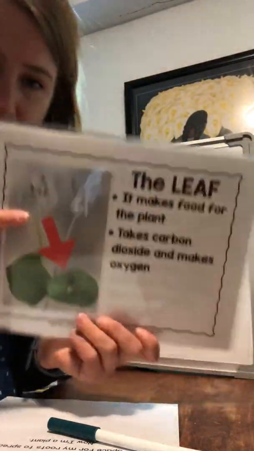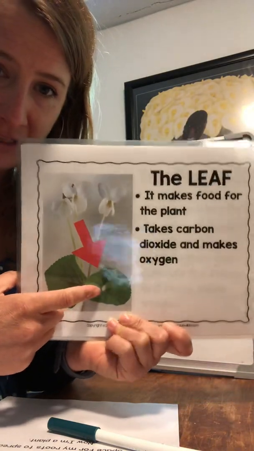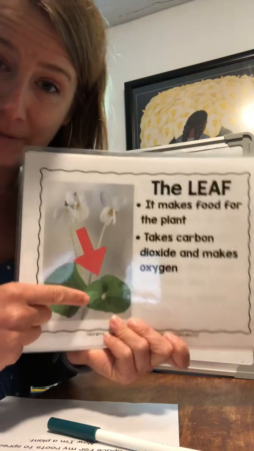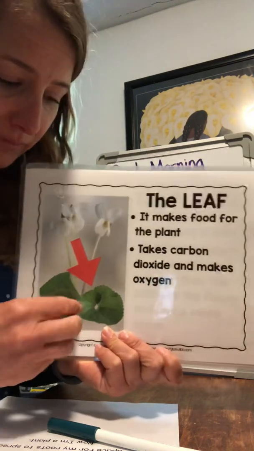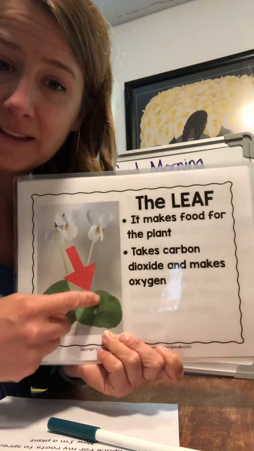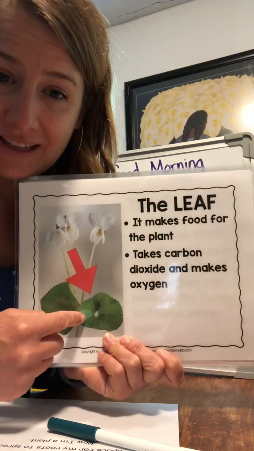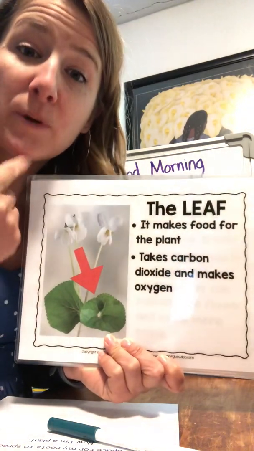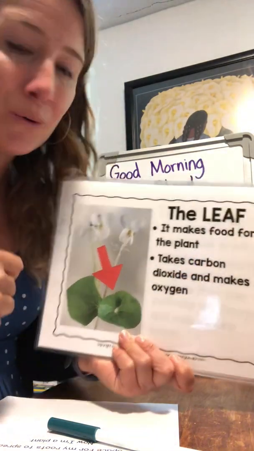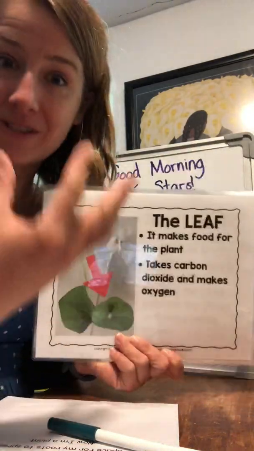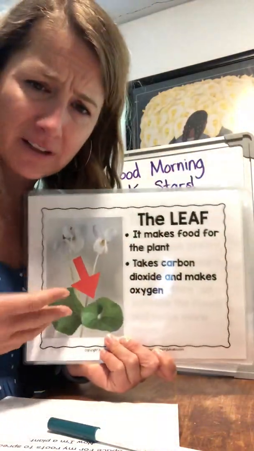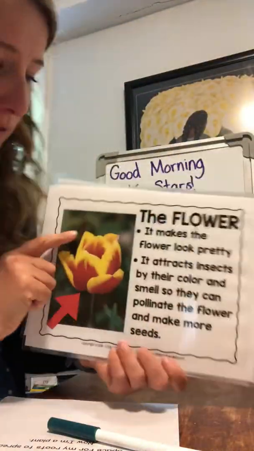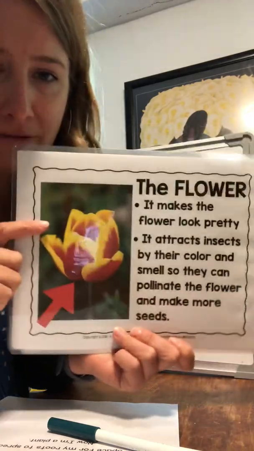All right, the leaf, a very important part of a plant because it makes food and energy for the rest of the plant to grow, right? Remember we learned how the leaf takes in the sunshine and uses carbon dioxide, which is the stuff that we breathe out, to produce oxygen, which is the stuff that we breathe in. So this is a very important part of the plant for us because it gives us something we need to grow. And then we've got the flower.